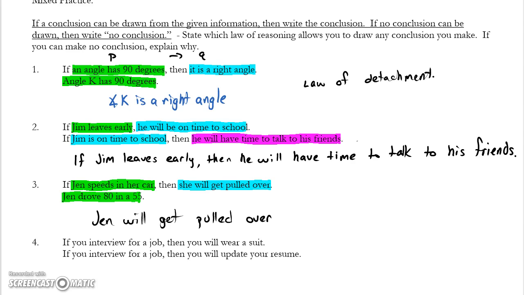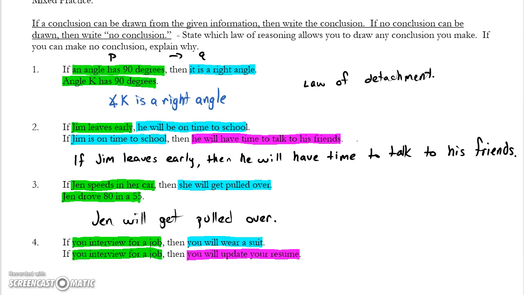This one can be a little tricky because it's not the exact same language or words being used, but it says if Jen speeds in her car, then she will get pulled over. Jen drove 80 in a 55. We didn't specifically say verbatim that she's speeding, but I think we all know that going 80 in a 55 is speeding. We are told that she's driving, so we can assume she's not walking or running that fast. So yes, she's speeding in her car, therefore we can conclude that she will get pulled over.